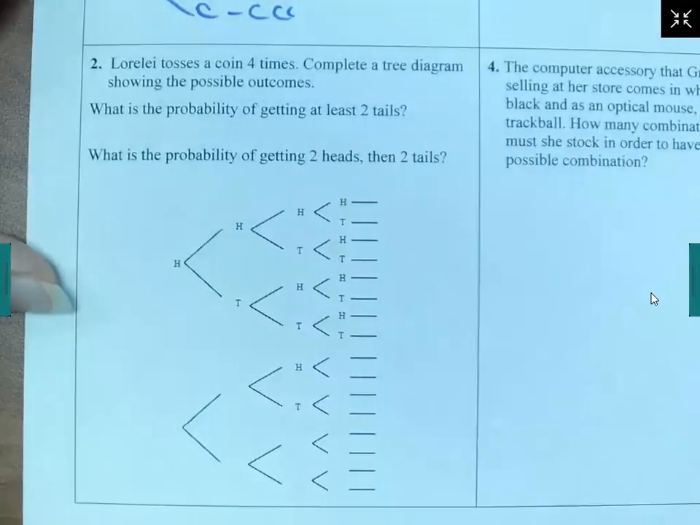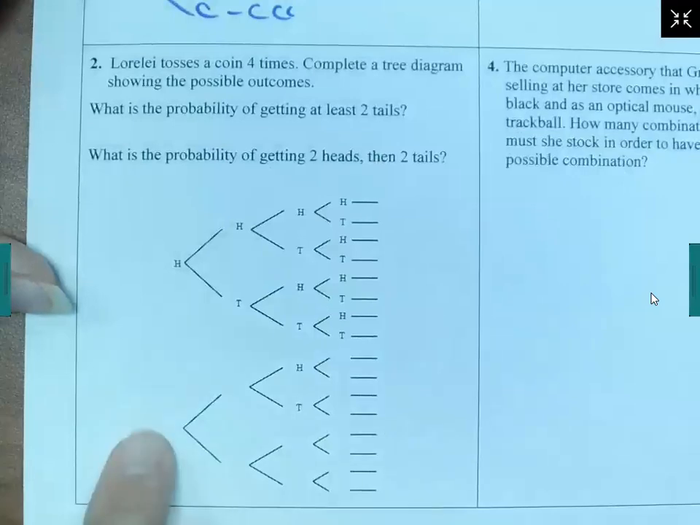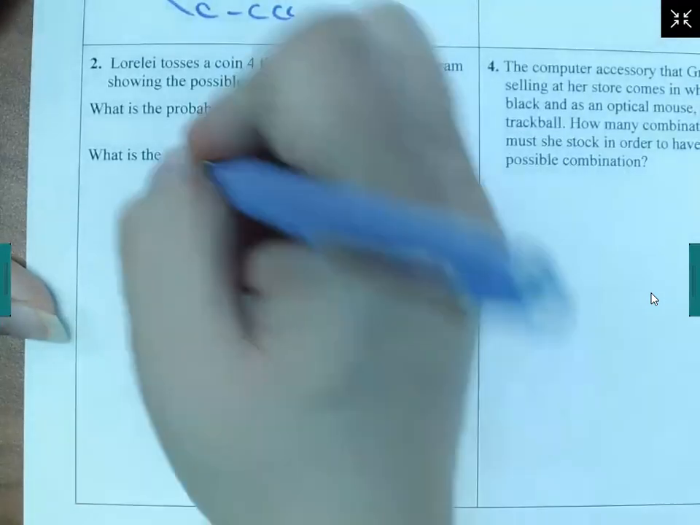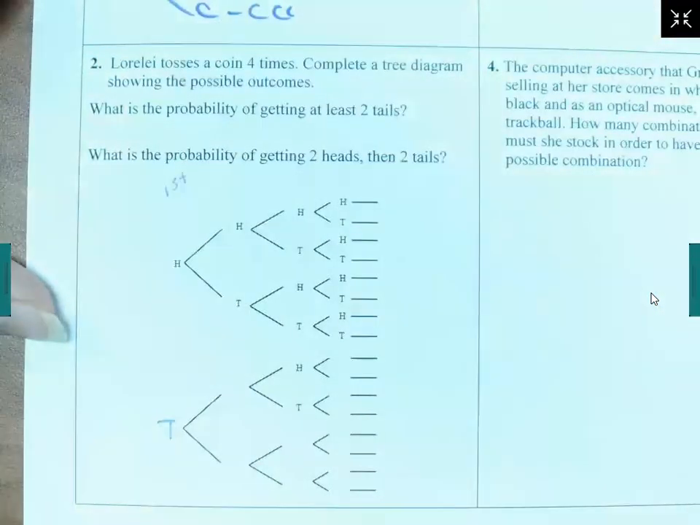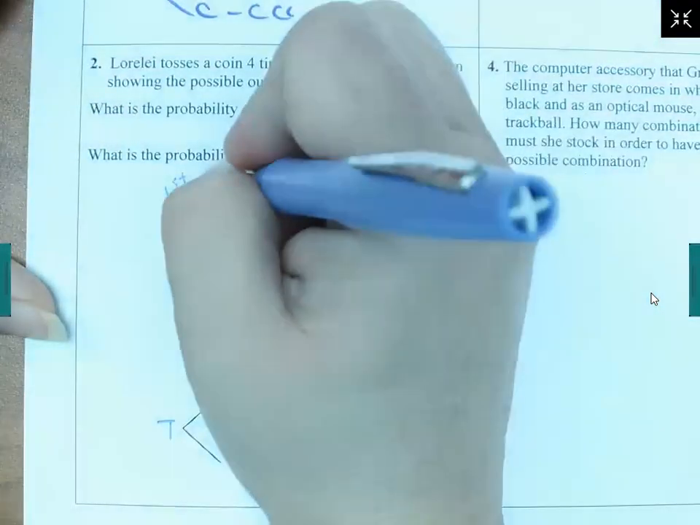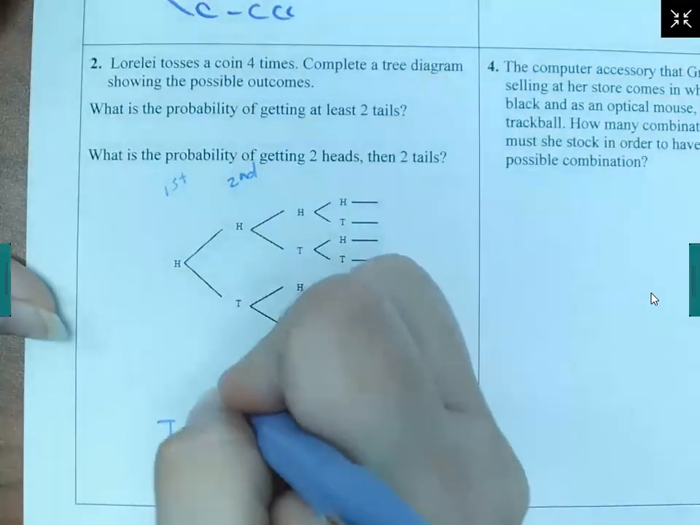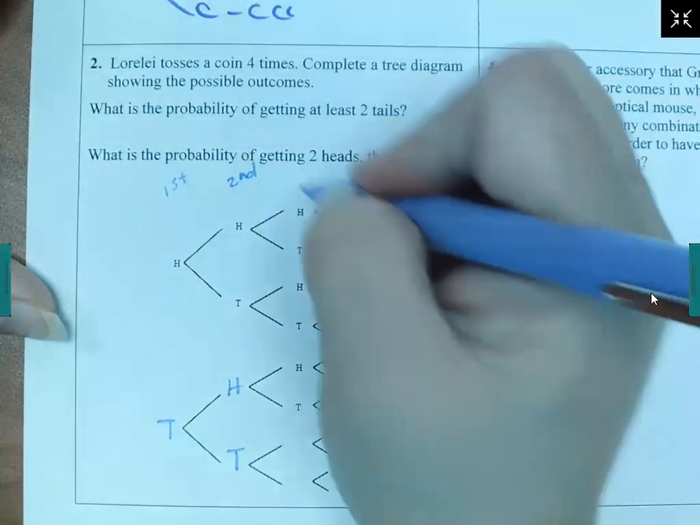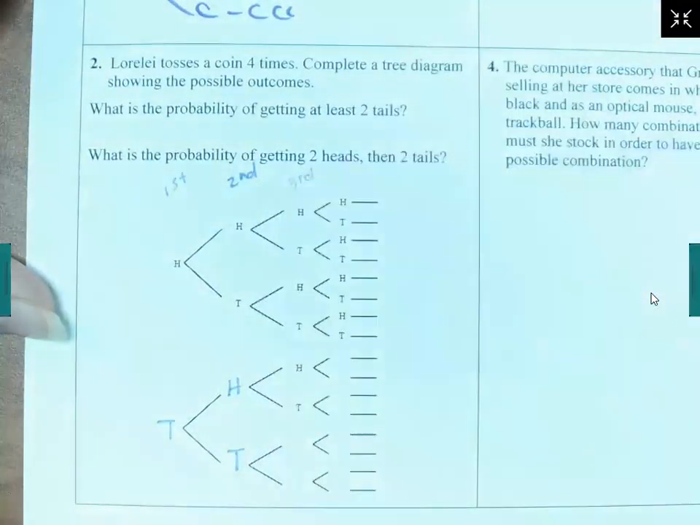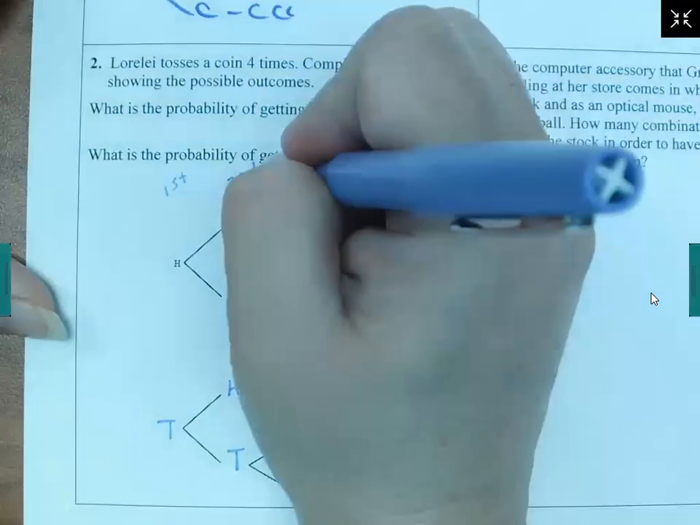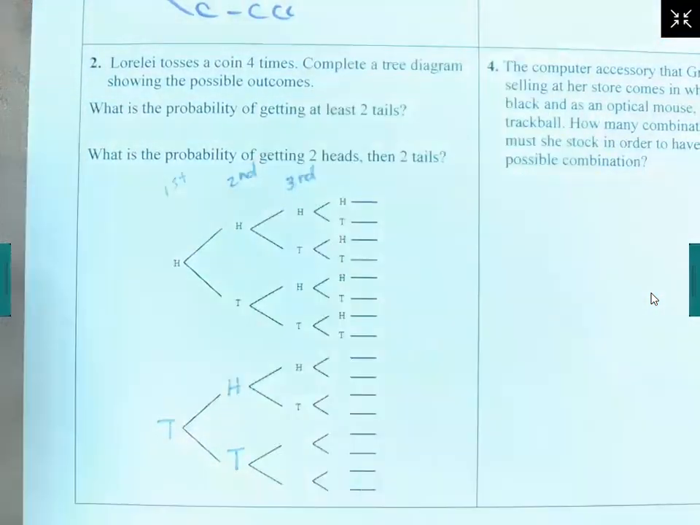Okay, well, first let's complete the diagram. What's missing? Tails, right here. And this was the first coin. Here we go. The second coin. What's missing? Heads and tails down there at the bottom. And then this next branch would be the third column. We'll let some people catch up.